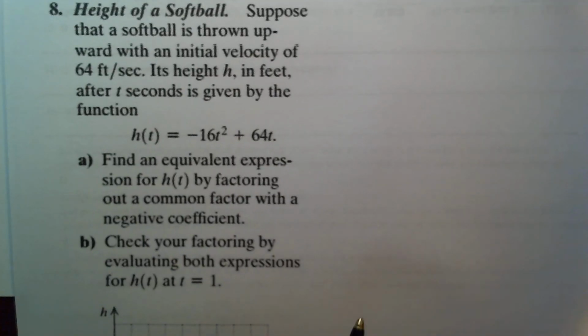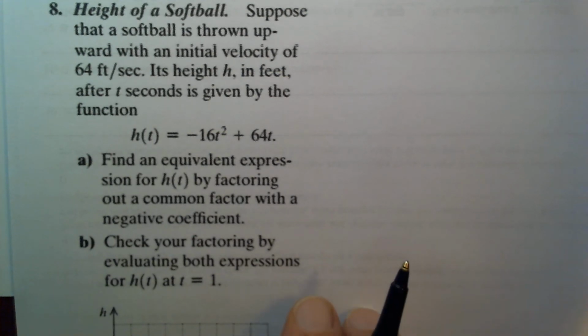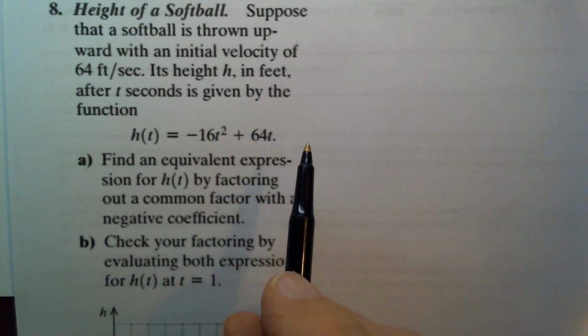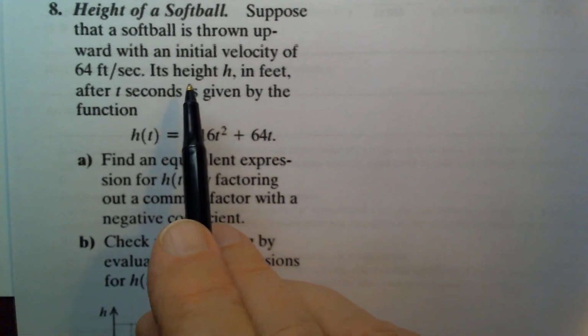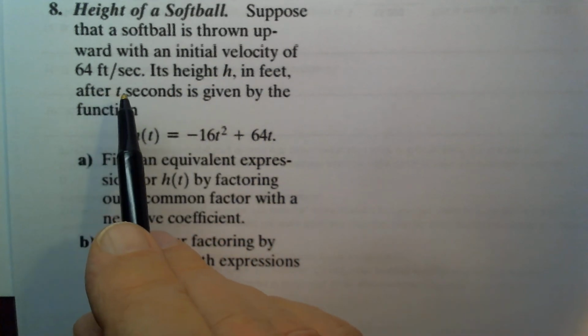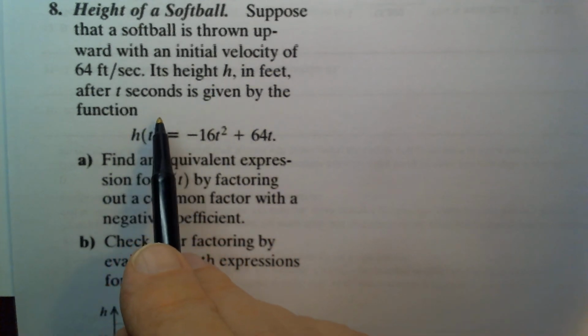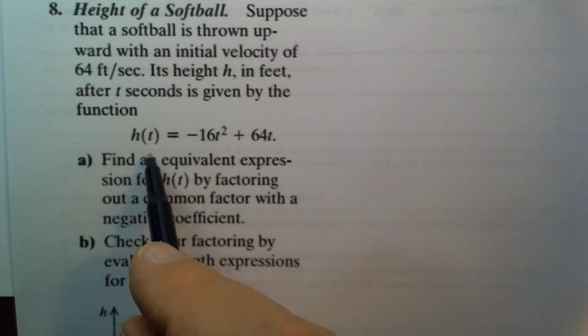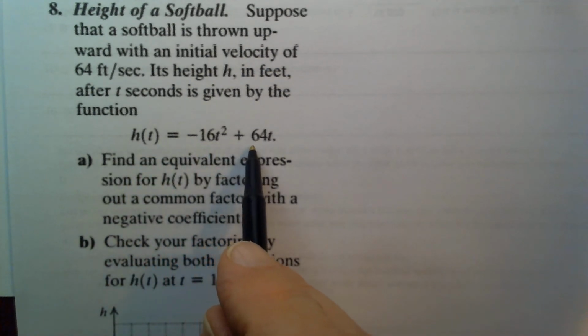So let's apply what we have learned to an application here. Mathematics is very often used for modeling certain things. So in this example, we look at the model of the height of a softball. Suppose a softball is thrown upward with an initial velocity of 64 feet per second. Its height h in feet after t seconds is given by the function h of t equals minus 16t squared plus 64t.